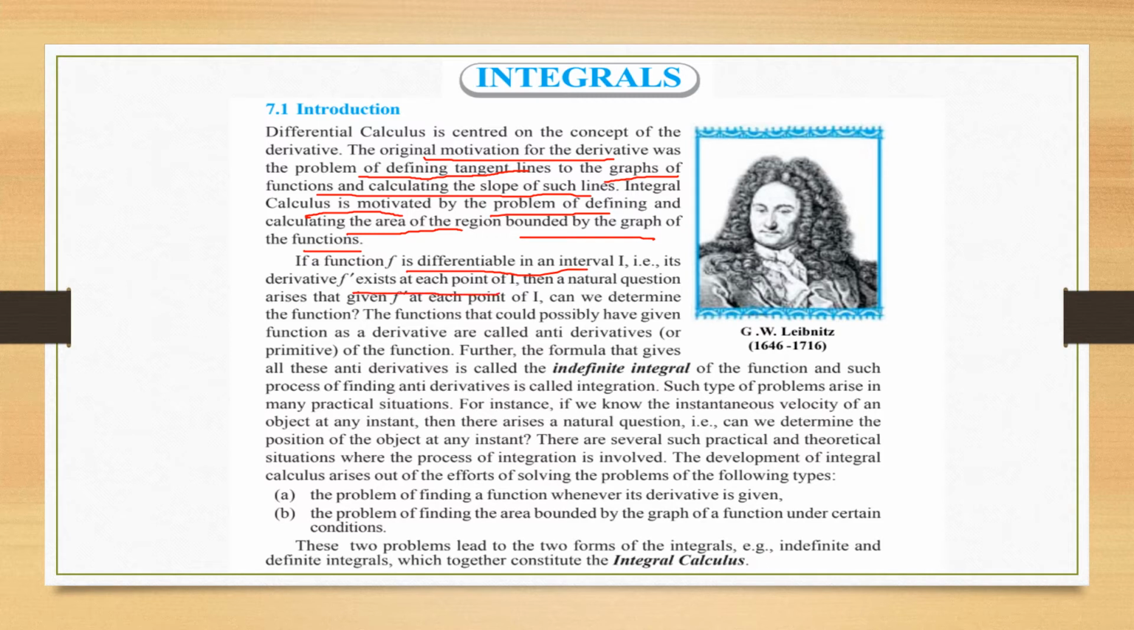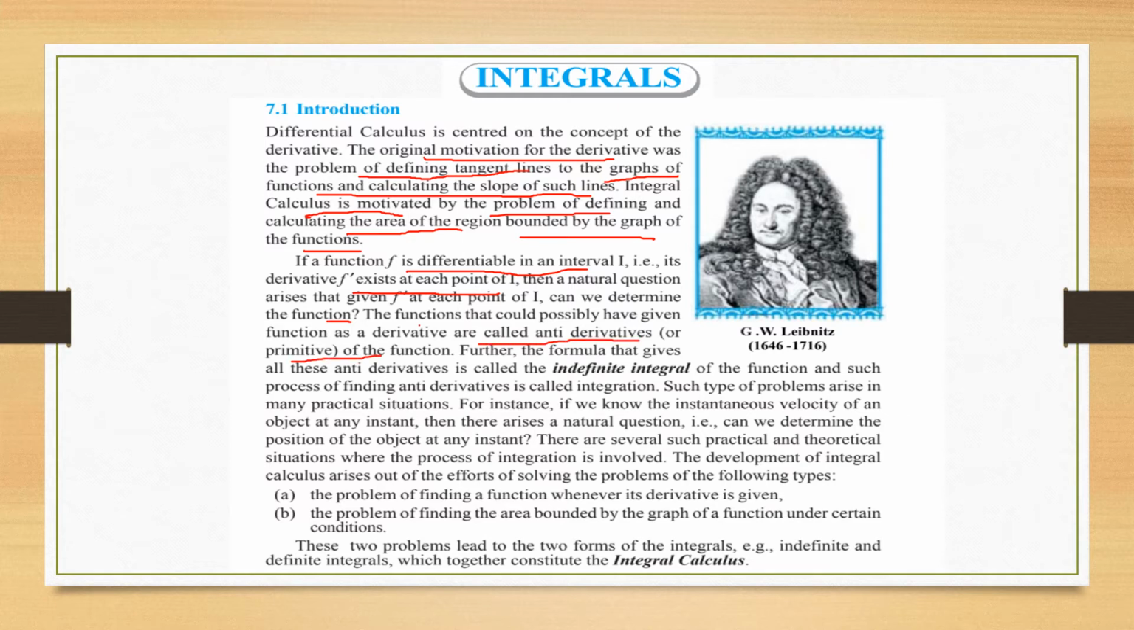If the function f is differentiable in an interval I, that is, its derivative f dash exists at each point of the interval, then a natural question arises: given f dash at each point of I, can we determine the function? Means, in derivatives, from the function we calculated f dash, the derivative. So the question that arises is, if the derivative is given, can we search out what the original function was, right?